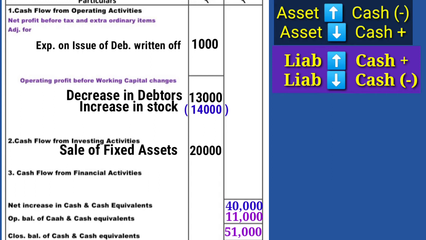Then the liability side. The first item is share capital: 2011, 2 lakh, and 2012, 2 lakh. There is no difference, right? Here both amounts are equal. There is no difference, so no need to record.